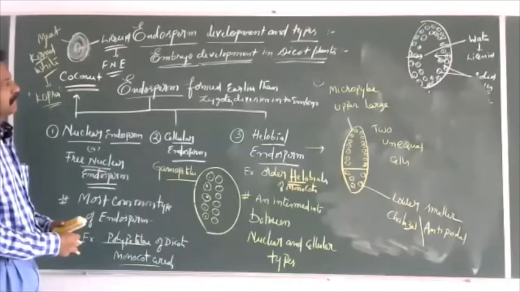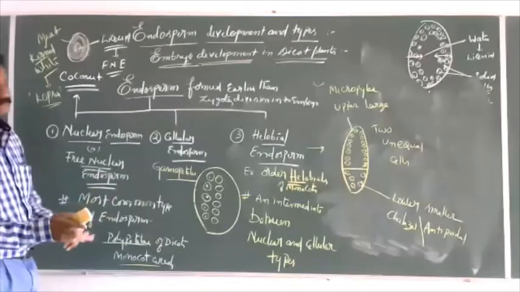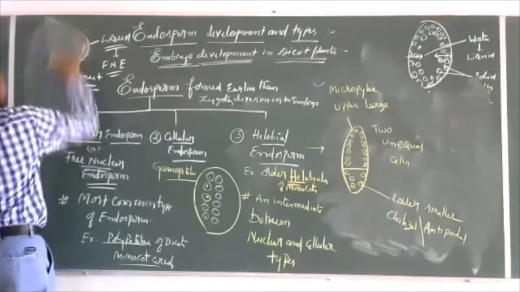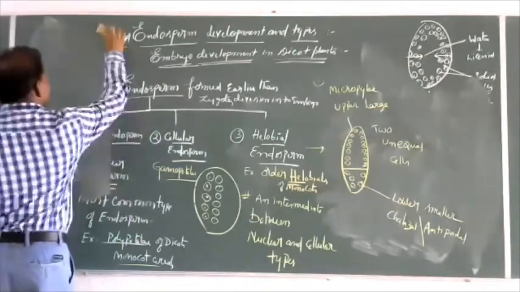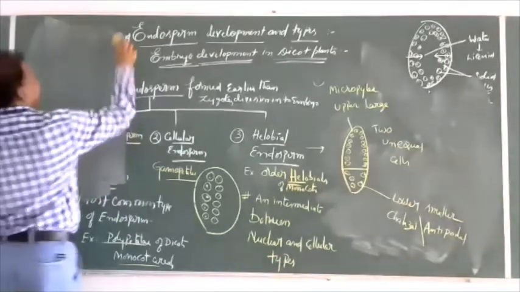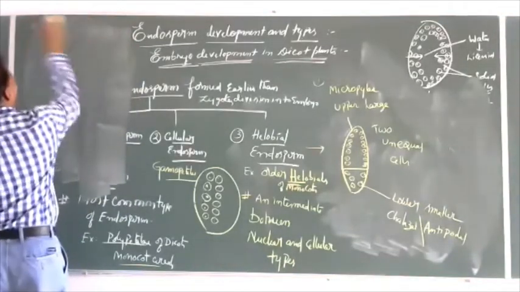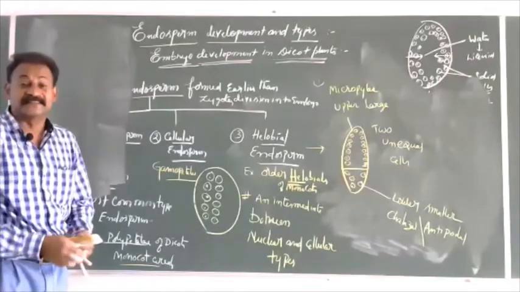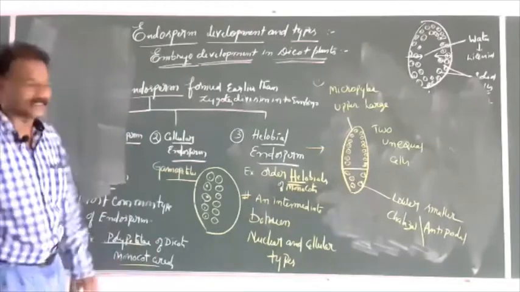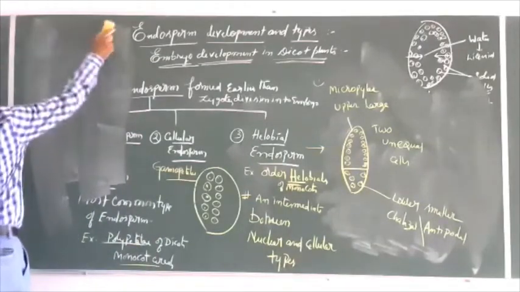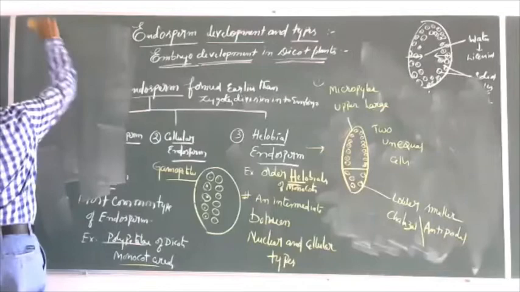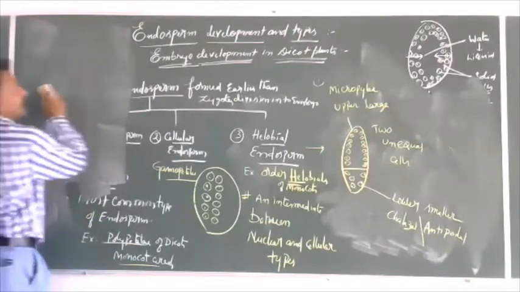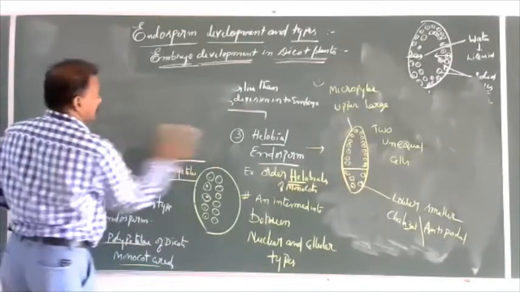Endosperm development and types. Now, generally endosperm, after its formation, degenerates, or the growth of the endosperm is suppressed. In such a condition, endosperm is completely absent from the beginning. Such type of growth of endosperm is suppressed.